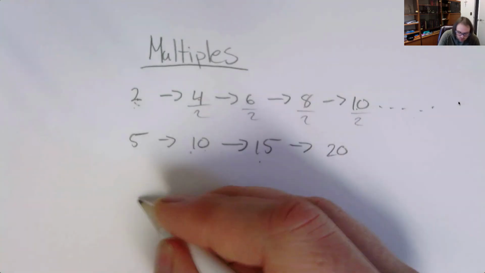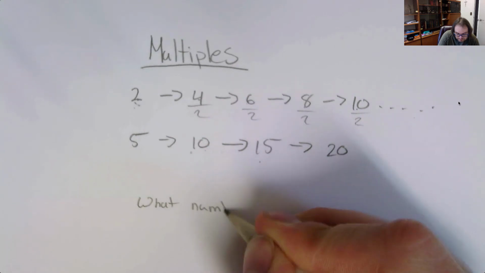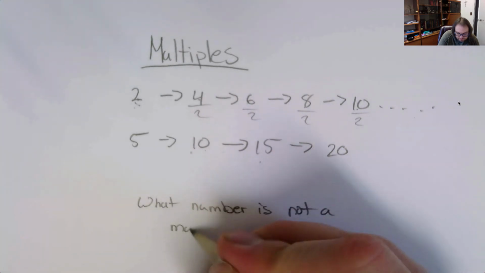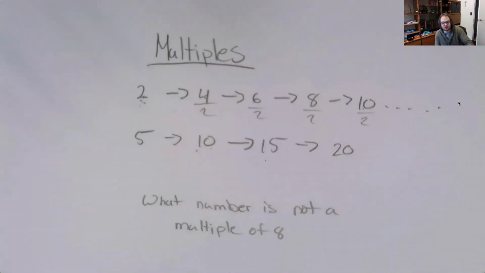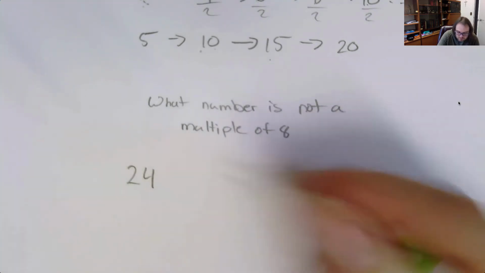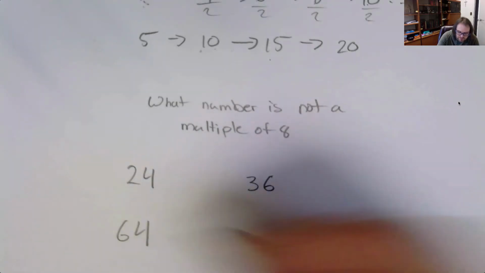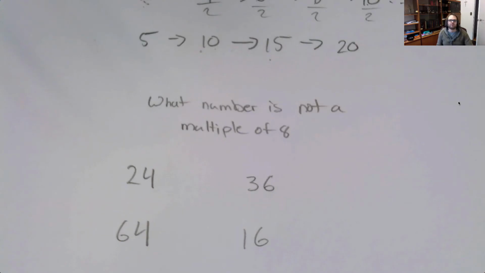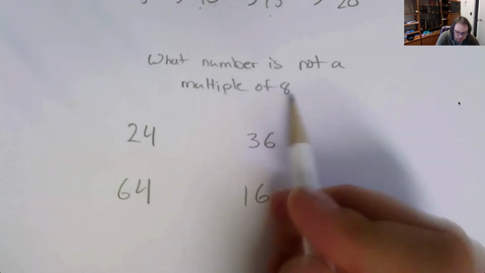So I want to know what is not a multiple of 8. All right, so here are going to be my examples. I'm going to give you 24, 36, let's try 64, and let's try 16. All right, so let's look at these 4 numbers here. So I want to know which one of these is not a multiple of 8.